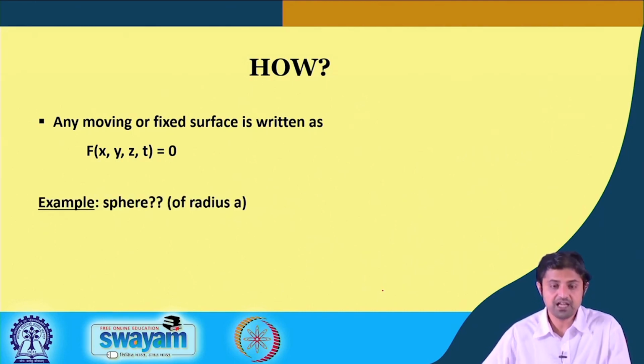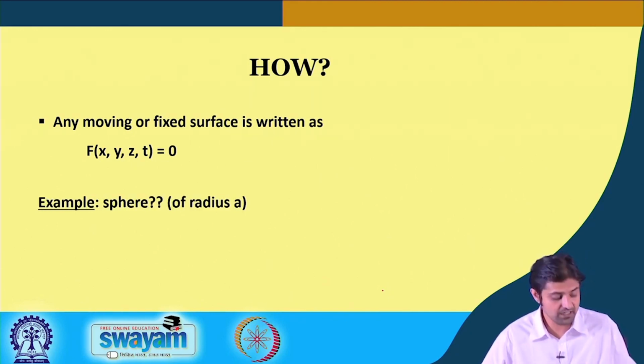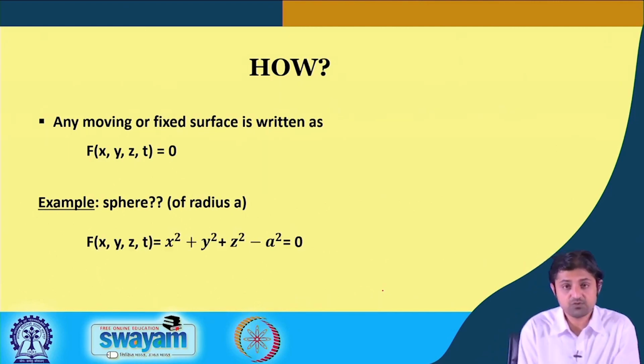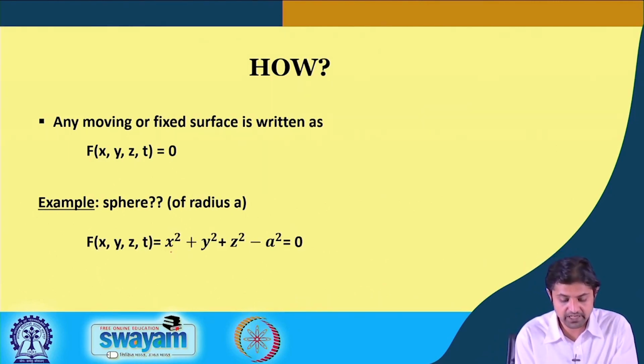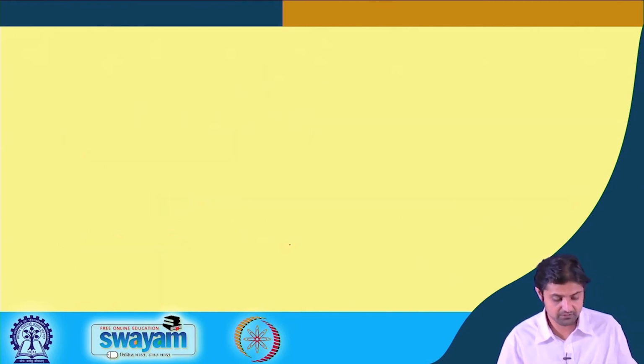So, let us take a real life example of a sphere. A sphere, let us say, has a radius a. So, f(x, y, z, t) can be written as x squared plus y squared plus z squared minus a squared equal to 0. Let us say this is the surface of the sphere.